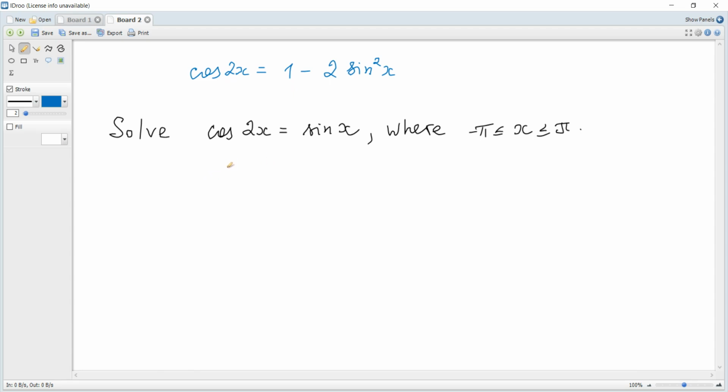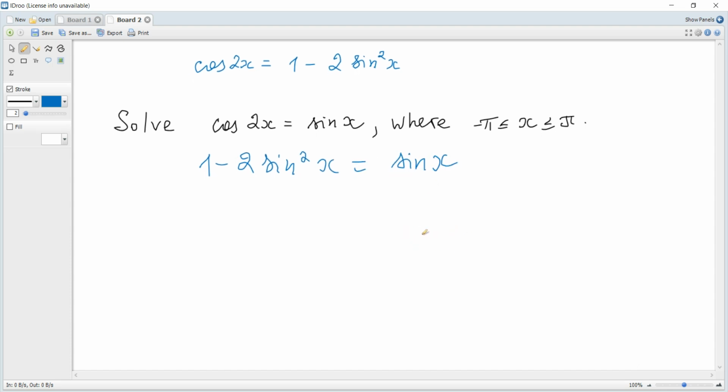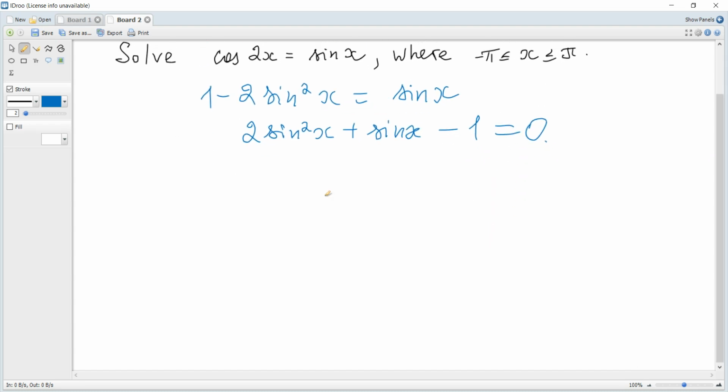So we write the next: 1 minus 2 sine squared of x is equal to sine of x, and let's move all terms to one side, let it be to the right, and we get the next: 2 sine squared of x plus sine of x minus 1 is equal to 0. Let sine of x be t, and it becomes 2t squared plus t minus 1 is equal to 0. So we can see that we get a usual quadratic equation, which can be solved using discriminant.